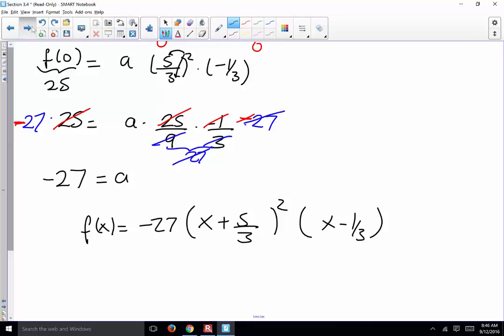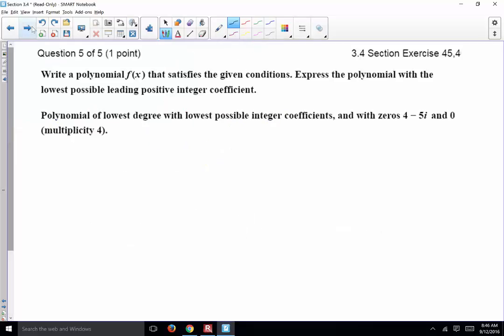All right, and the last question is related. You're going to write a polynomial this time. We are given that there are only two zeros given. One is a complex one. The other one is multiplicity 4. This is a little bit crazy. What can that polynomial be? Okay.